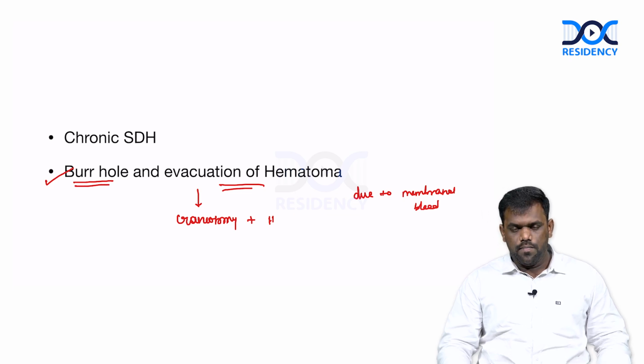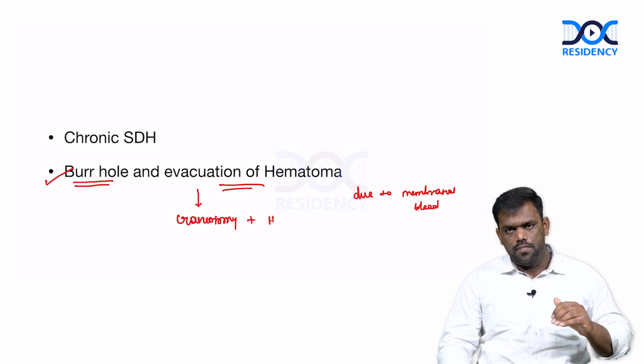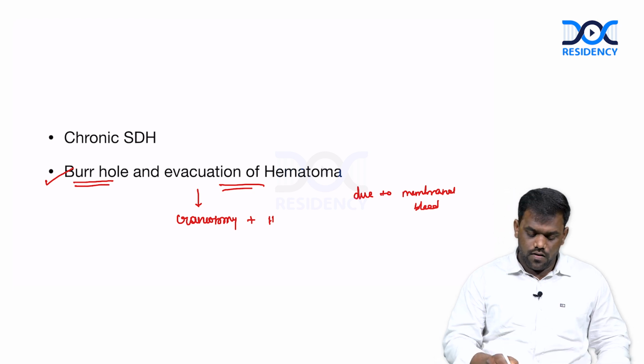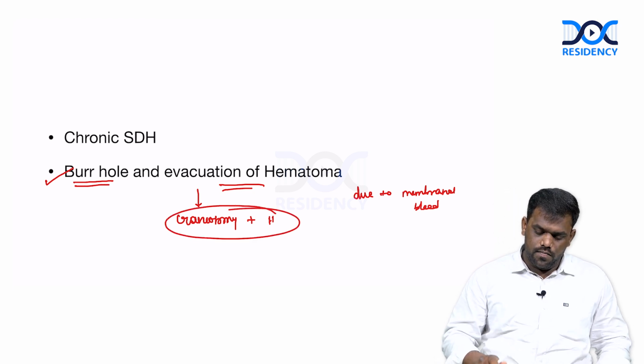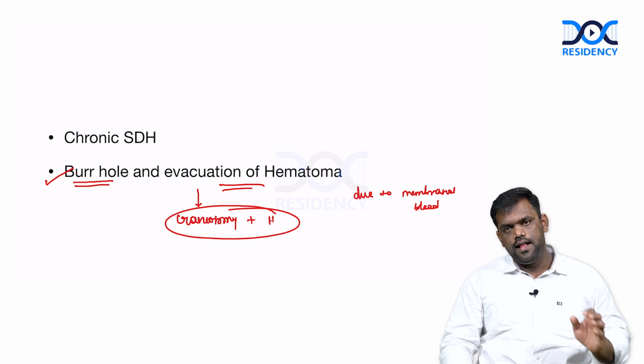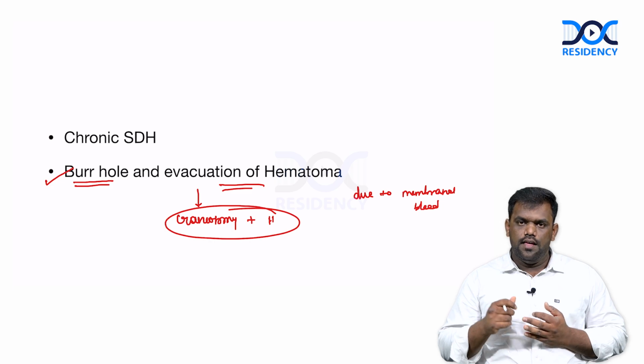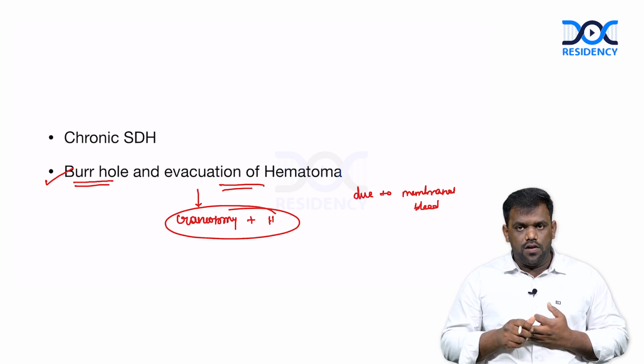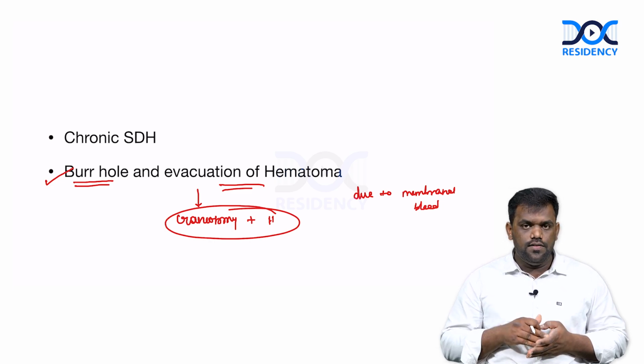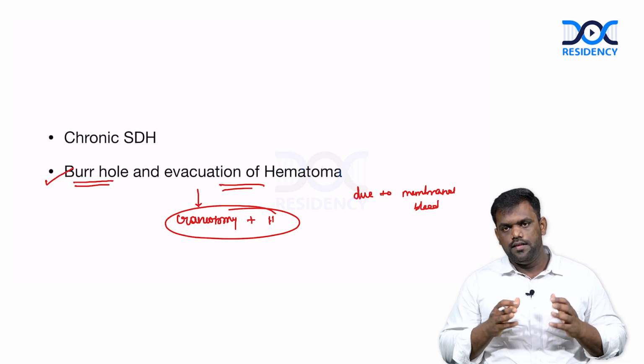Suppose the hematoma cannot be evacuated with the burr hole, you have to choose craniotomy and evacuation of the hematoma. These are the various scenarios that we can see in adult patients. We have seen acute EDH, acute SDH, intracranial hematoma, diffuse axonal injury and chronic SDH. These are the various presentations we have seen in emergency with trauma patients.